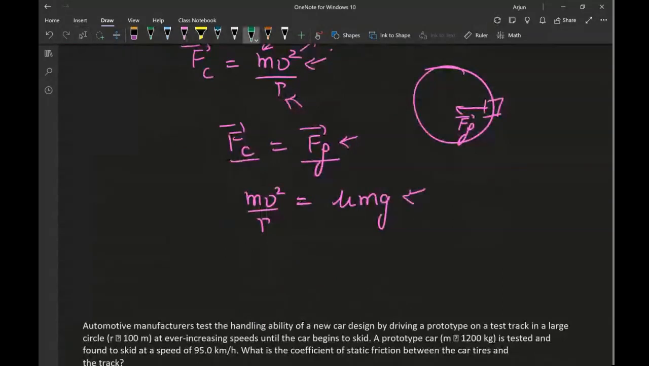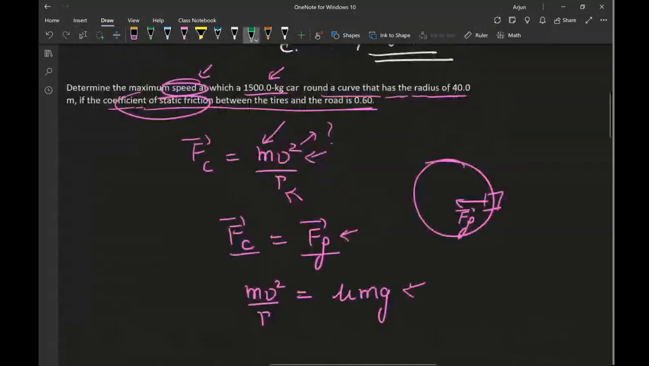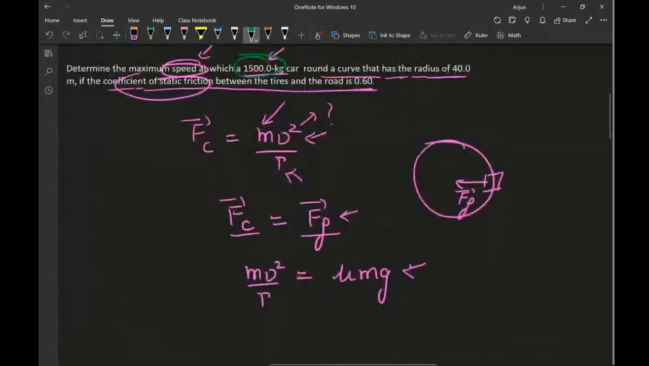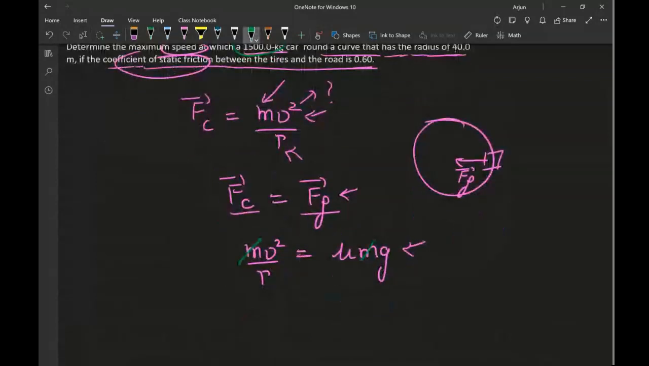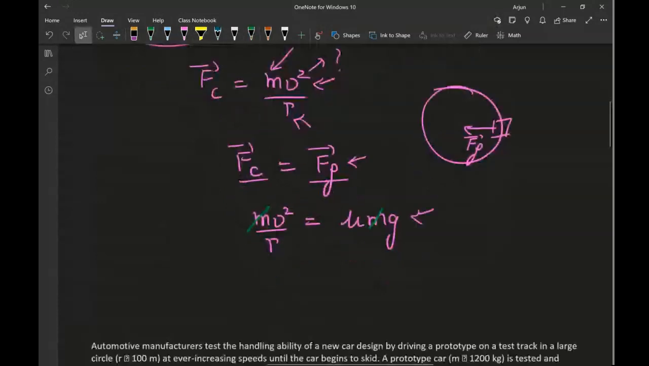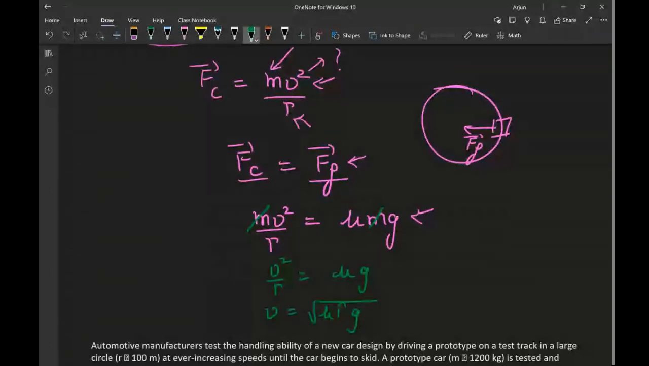One thing I wanted to tell you in this question: although the mass is given to me, I can always cancel out the masses from here. Even if the mass is not given to you, you can still solve these kinds of questions. So v square upon r is equal to mu g, and v will be equal to the square root of mu times r times g, which is going to give you the velocity.